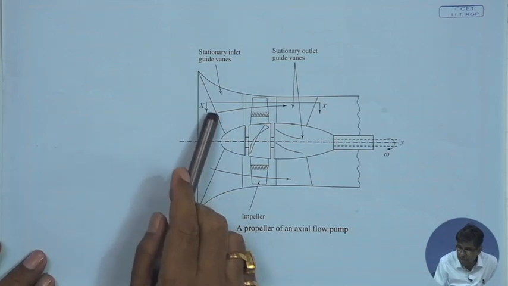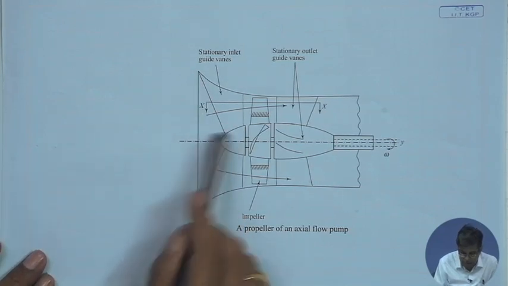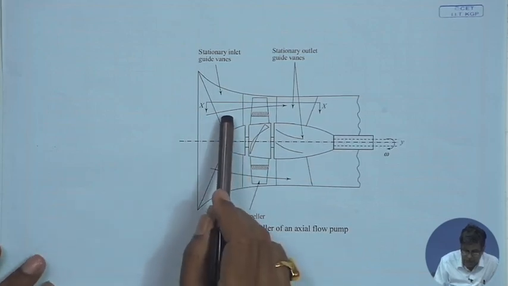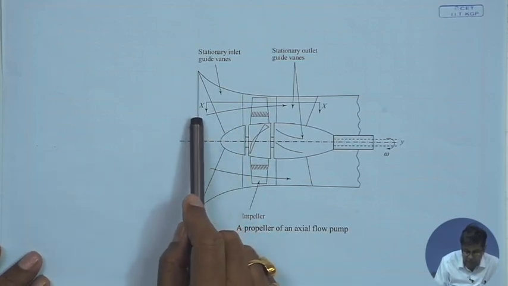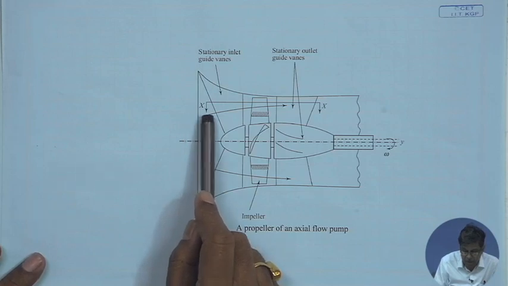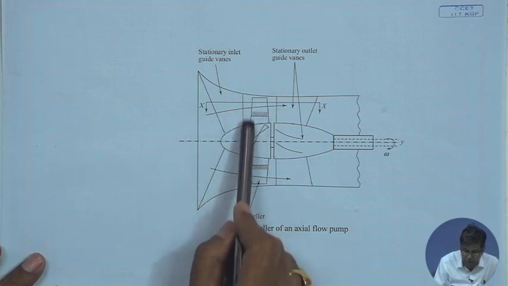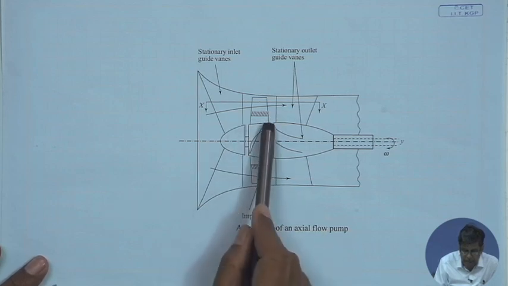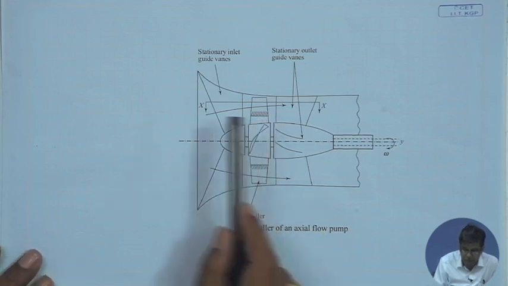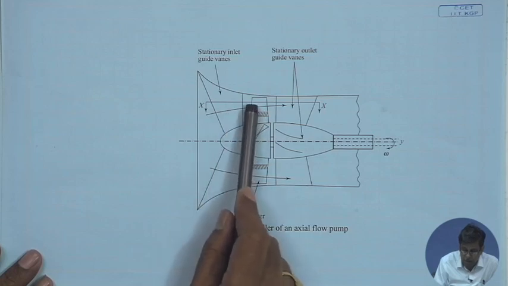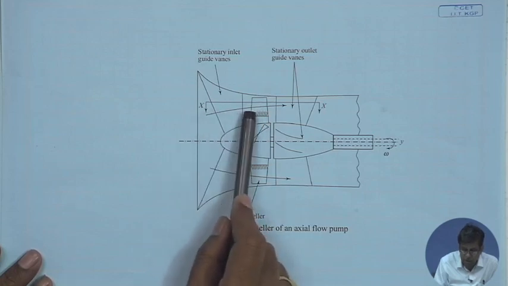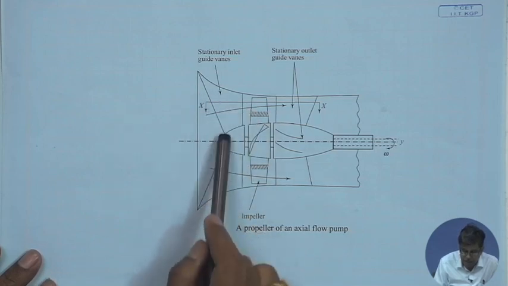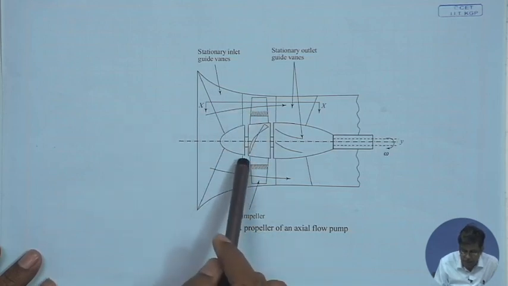So, there are stationary guide vanes, and the purpose of this guide vane is to direct the liquid properly to the rotating blades of the axial pump at the proper angle, without shock, that means matching the inlet angle of the blades. This is the function of the inlet guide vanes.